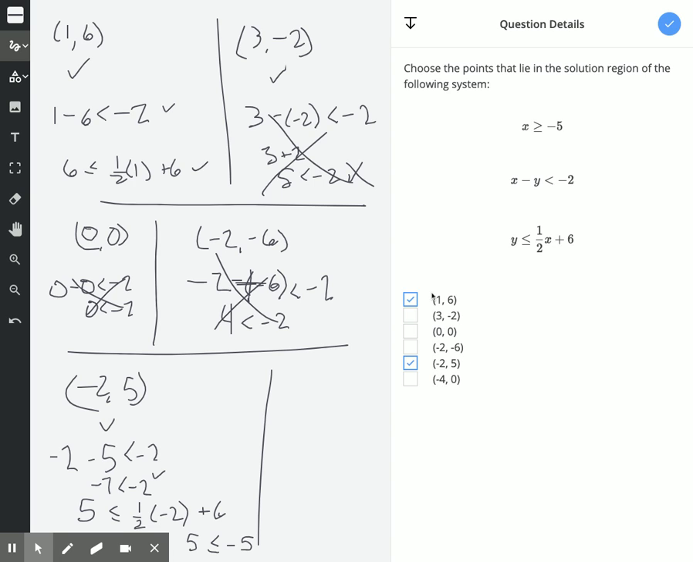What about 4, -4? Is -4 greater than -5? Yes. Quick check. Is 4 minus -4 less than -2? Check. And then if I put a -2 there, is that less than or equal to half of -4, which is -2, plus 6? It certainly is, so I would check. So these are my 3 answers.